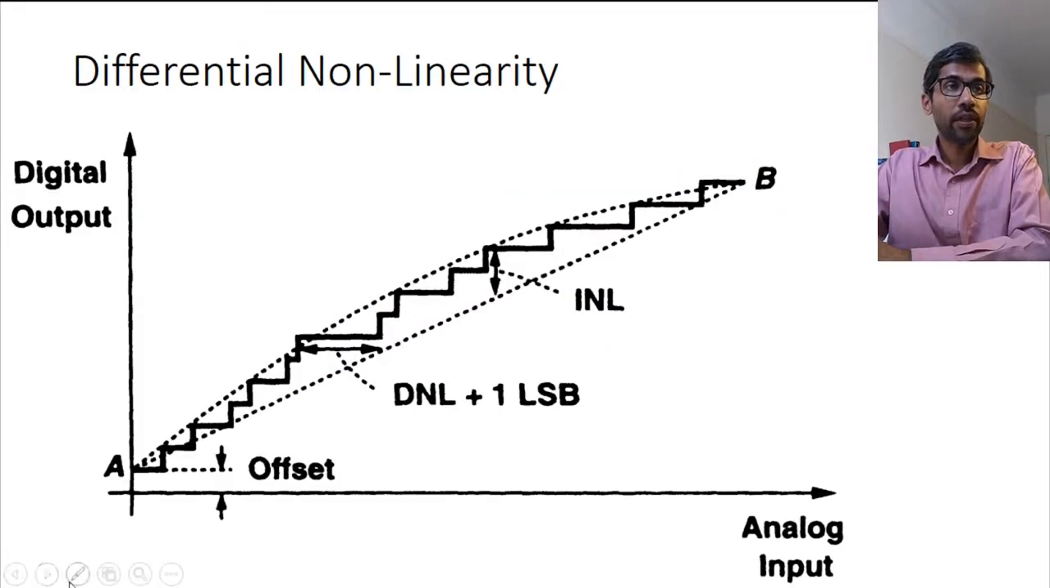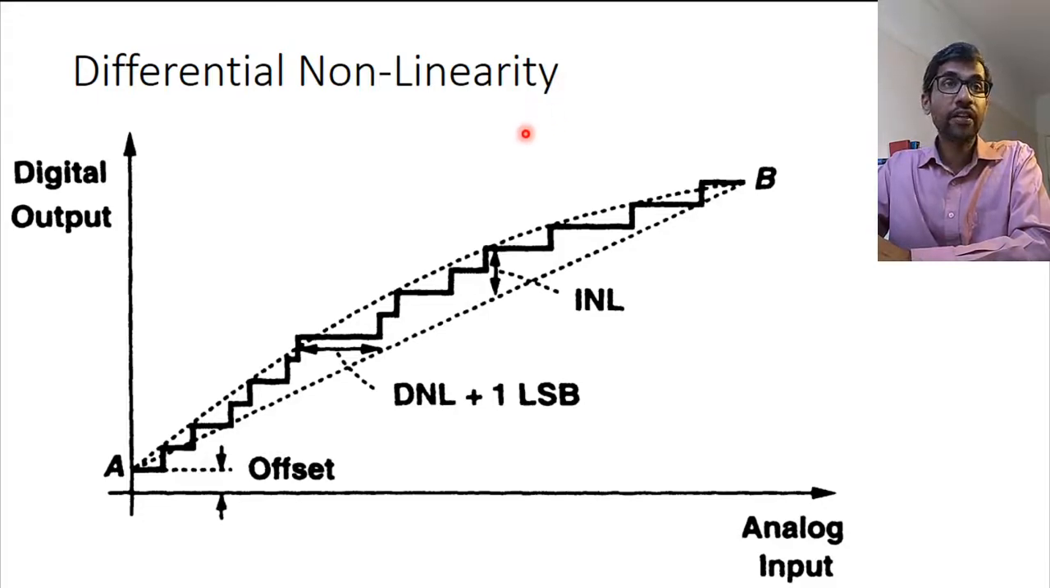So here we are plotting the input-output characteristic of an ADC. On the x-axis we have the analog input, and on the y-axis you have the digital output. And just like in the previous case, we have this dashed line which joins the maximum analog input point and the minimum analog input point with a straight line. Okay, so the first performance metric would be differential nonlinearity.